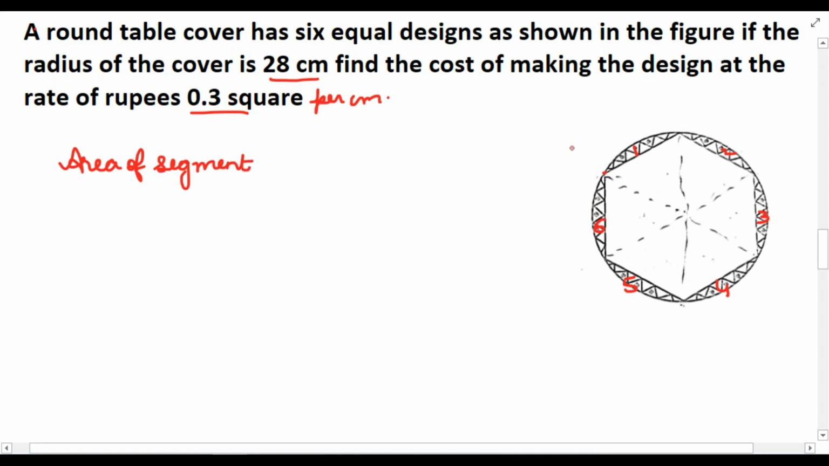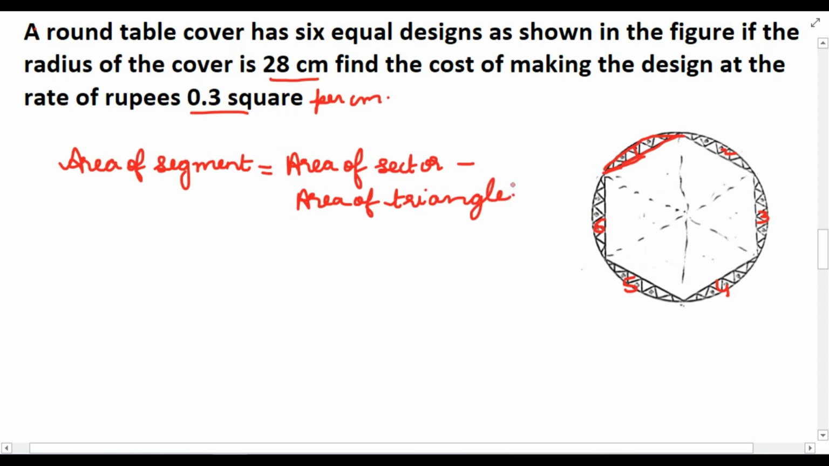This is the segment. Segment means the region enclosed by the chord and the arc of the circle. So area of segment is given by the formula area of sector minus area of triangle formed by that chord. If you divide like this, we have 6 sectors, 1, 2, 3, 4, 5, 6.